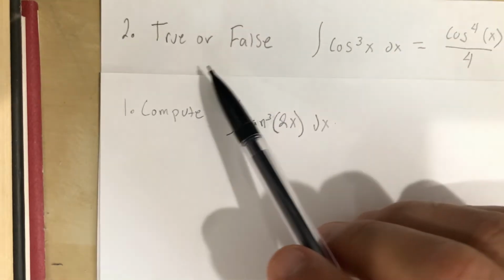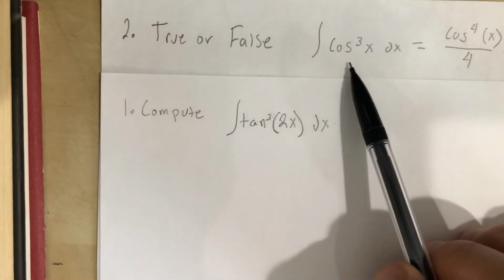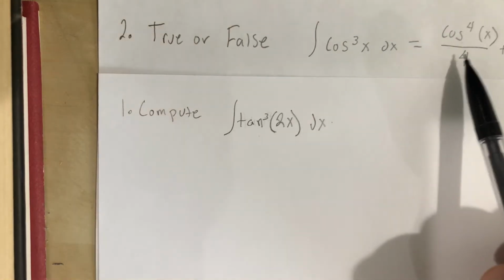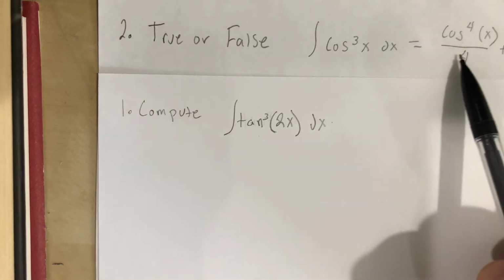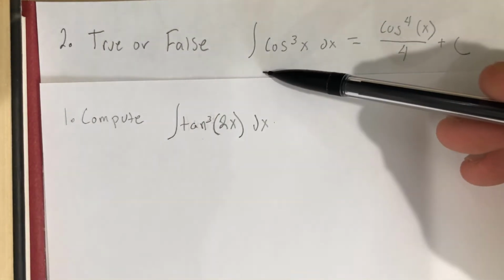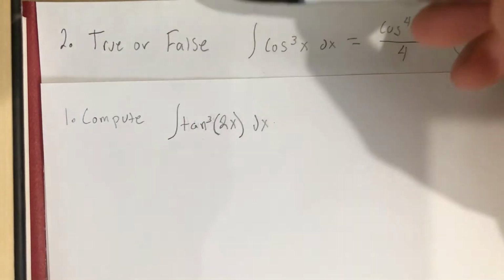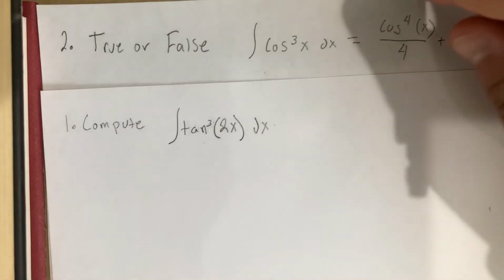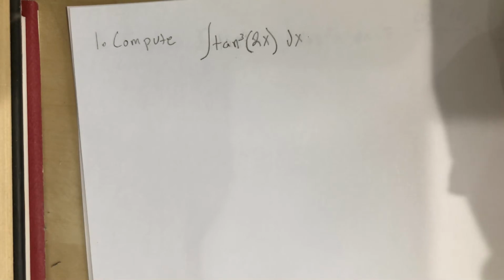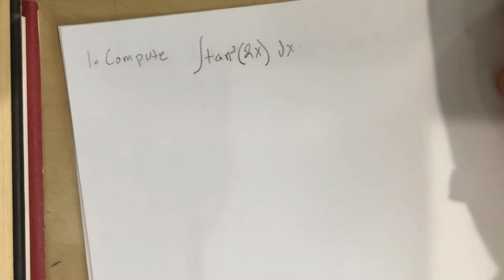For the second, we have to figure out if the indefinite integral of cosine cubed x is equal to cosine to the fourth of x over 4 plus our constant, because we have an indefinite integral. Now we need to figure out, again, if this is true or false. So first, we'll start off with number 1. Compute tangent cubed 2x dx.